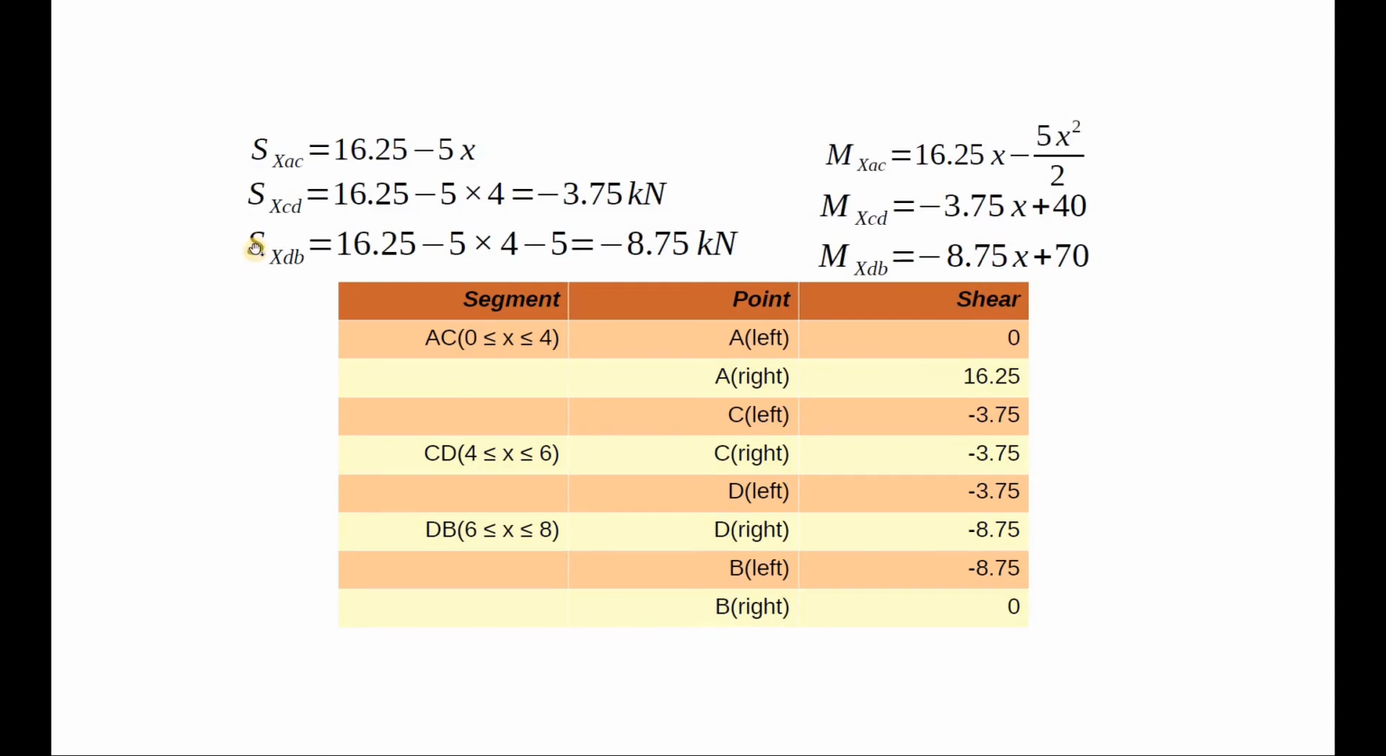As you can see over here, I've listed all the 3 expressions for shear force valid for different segments. I've also constructed a table for shear force. It has 3 columns, namely segment, point, and shear. The segment column lists all the segments with their effective spans. The second column lists all the points with left and right demarcation. And the shear column lists all the values.